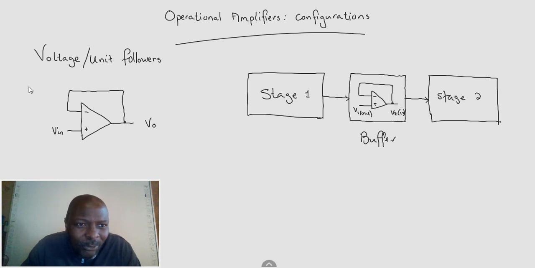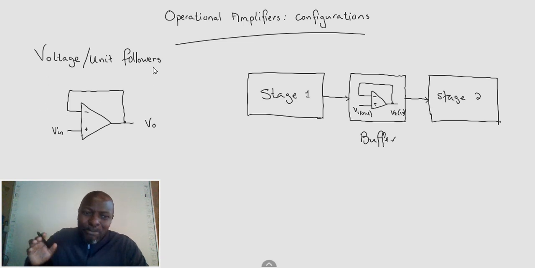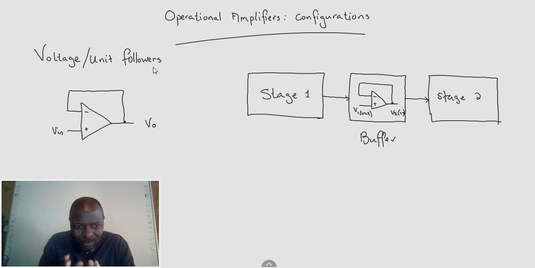So our voltage follower can be used as a buffer to protect, and also to do what? Remember, what is the characteristic of this guy?